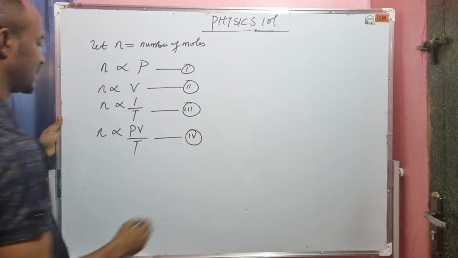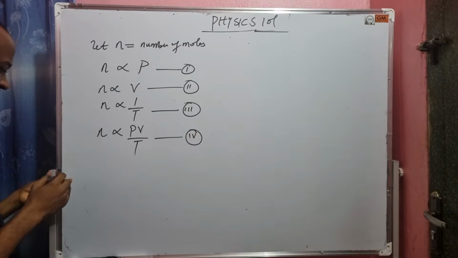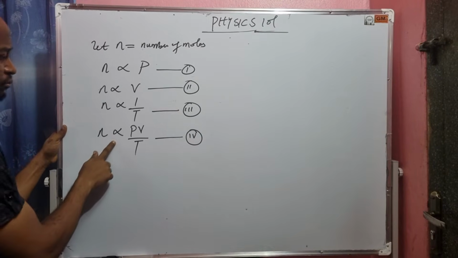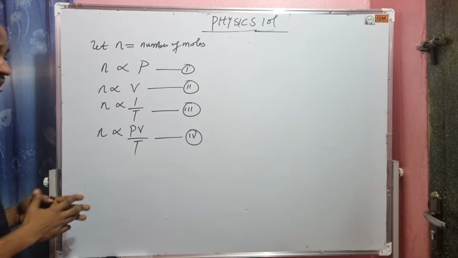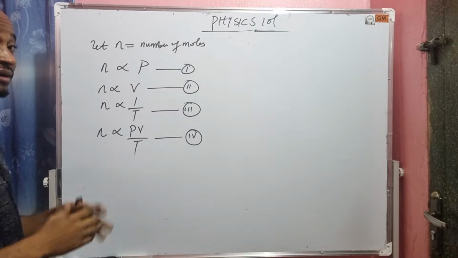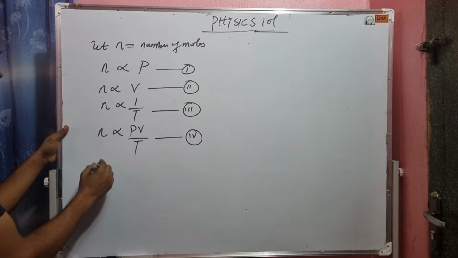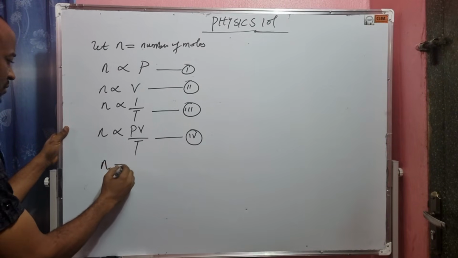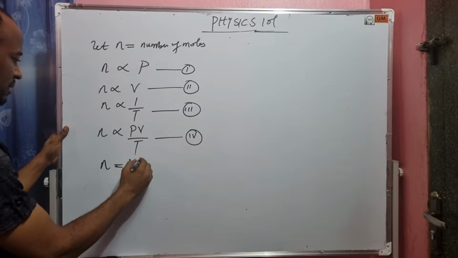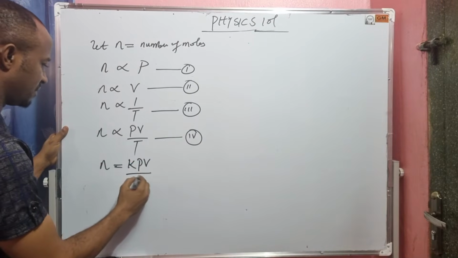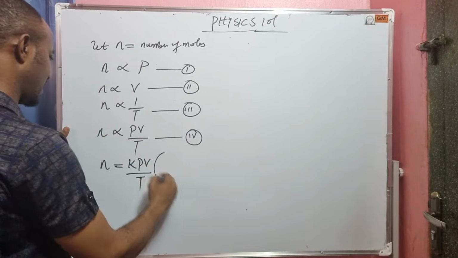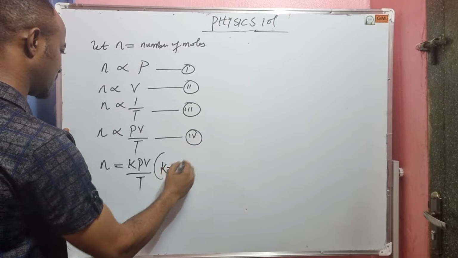Let's call this equation 4. Now the next step is to remove this sign of proportionality. In mathematics, if I'm to take off this sign, I have to introduce a constant and also an equal sign. That means my number of moles becomes K PV divided by T, where K represents what?